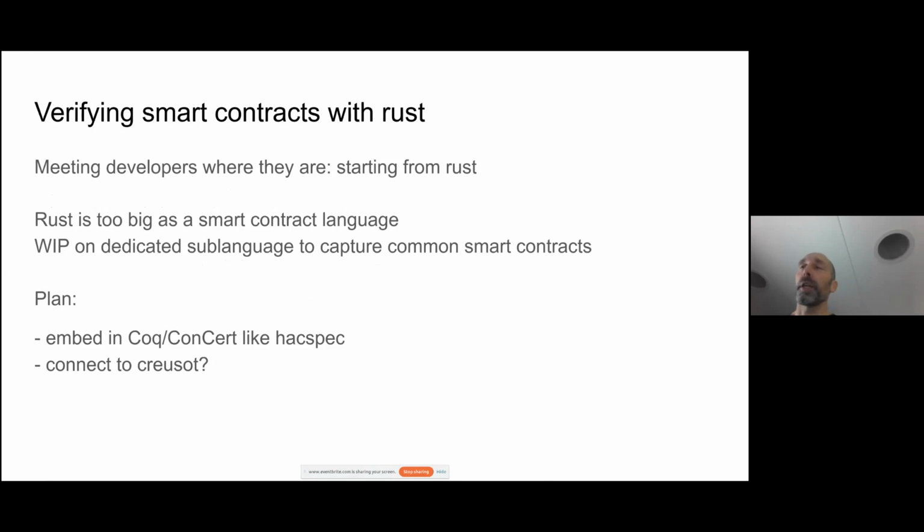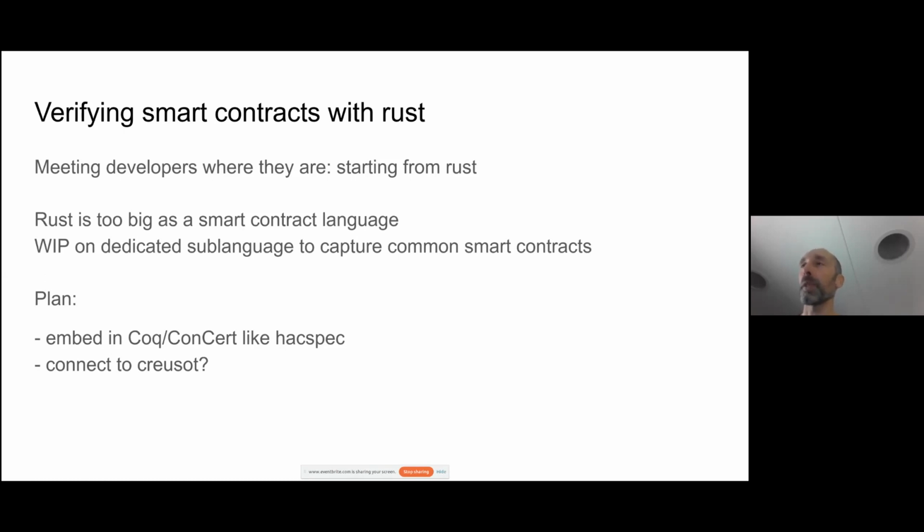Now, this is of course very nice. So if you're an expert in type theory, then of course you want to write your programs directly in type theory and generate some lower level code later on. But if you're an expert writing smart contracts and you're an expert Rust programmer, then you may want to start from Rust. So there's this very nice paper, Meeting Developers Where They Are. So this is also something that we started to do.